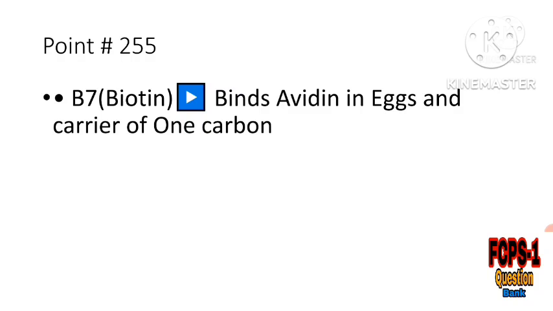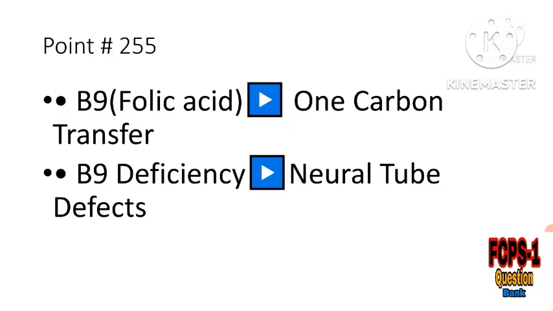It is a carrier of one carbon. Vitamin B9 is folic acid. It plays an important role in one carbon transfer. So these are the two MCQs. Vitamin B7 plays an important role as carrier of one carbon, and vitamin B9, that is folic acid, plays an important role in one carbon transfer. So try to differentiate between these two statements. Vitamin B9 deficiency causes neural tube defects, NTDs.